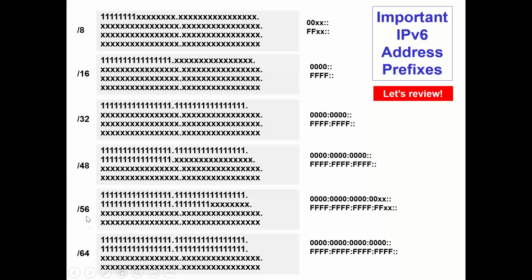And then 56 is an interesting one. And I'm going to save this for later. We need to think about why we want 56. I'm just going to give you a heads up. If we're thinking about route aggregation, that's when we may want to think about that. But let's hold off on that.